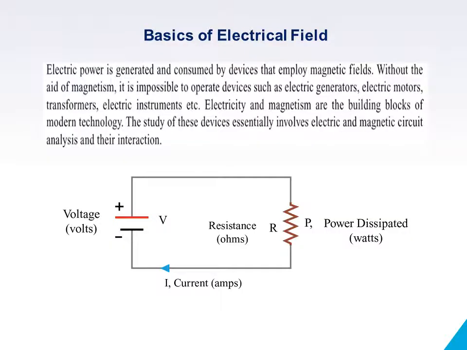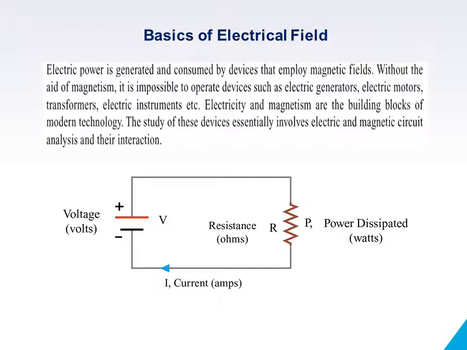Electrical and magnetic field analogy and similarity, dissimilarity. Basics of electrical field. Electrical power is generated and consumed by devices that employ magnetic fields. Without the aid of magnetism, it is impossible to operate devices such as electrical generators, electrical motors, transformers, electric instruments, etc. Electricity and magnetism are the building blocks of modern technology. The study of these devices essentially involves electric and magnetic circuit analysis and their interaction.